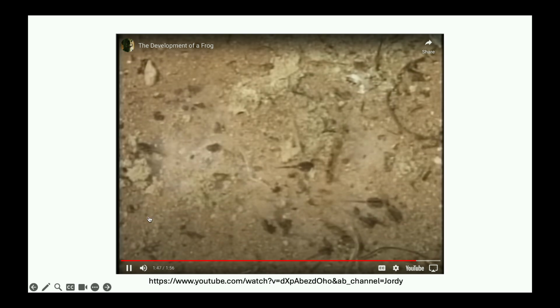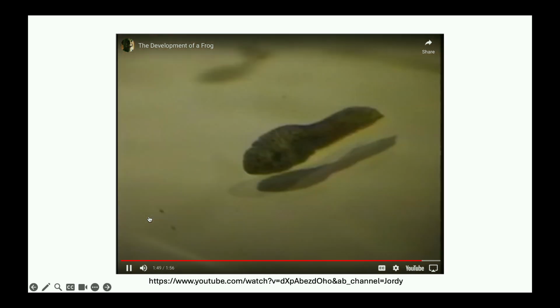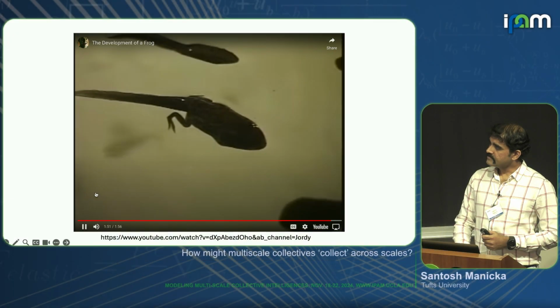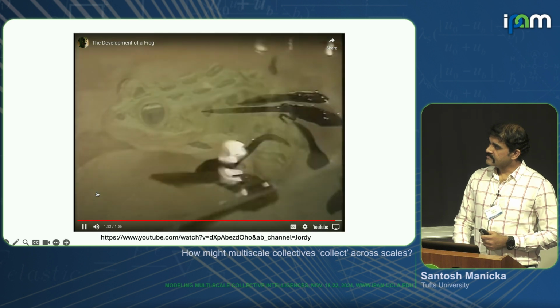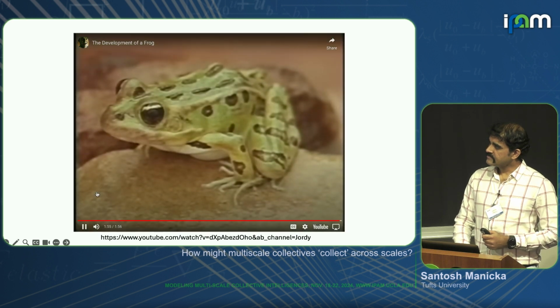Eventually, the embryos hatch as free-swimming tadpoles, or larvae. The tadpoles undergo metamorphosis, and tiny frogs emerge that eventually grow into adults.